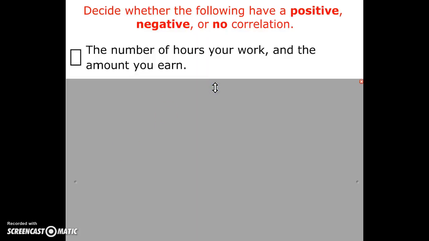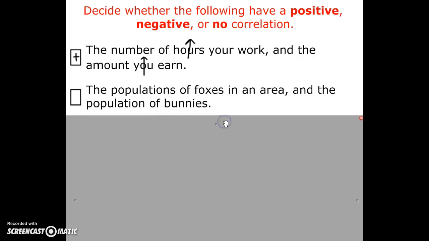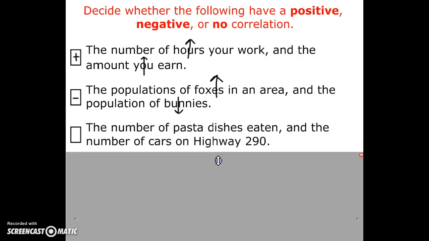So if you think about the number of hours you work and the amount you earn, if the number of hours increases, the money you earn would also increase. So that makes it a positive correlation. The population of foxes in an area and the population of bunnies. So if you think about the foxes increasing, they would eat more bunnies, so the bunnies would decrease. Sad for the bunnies. So that would be a negative correlation.